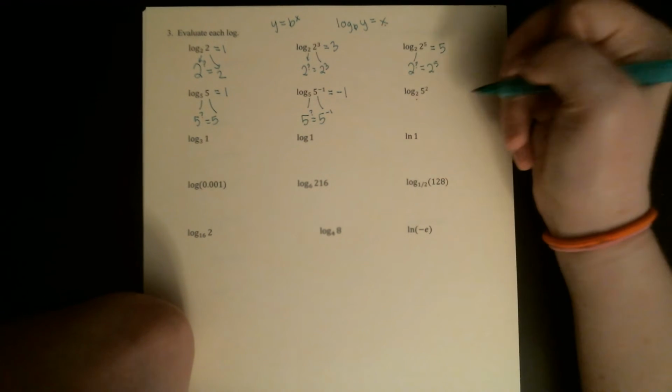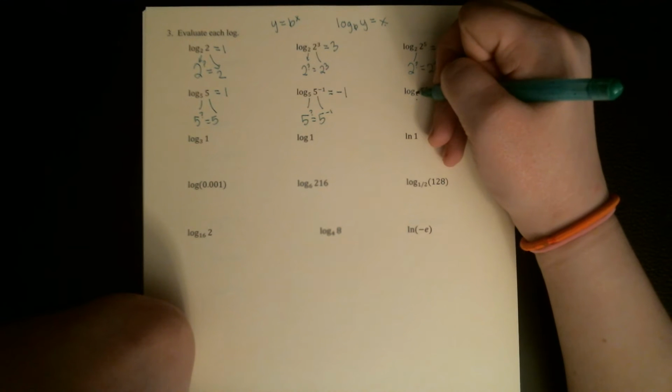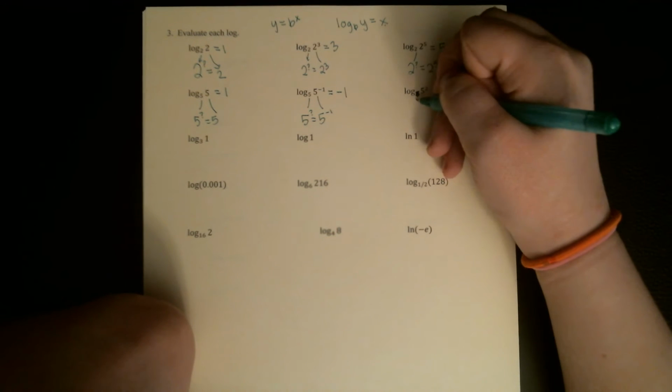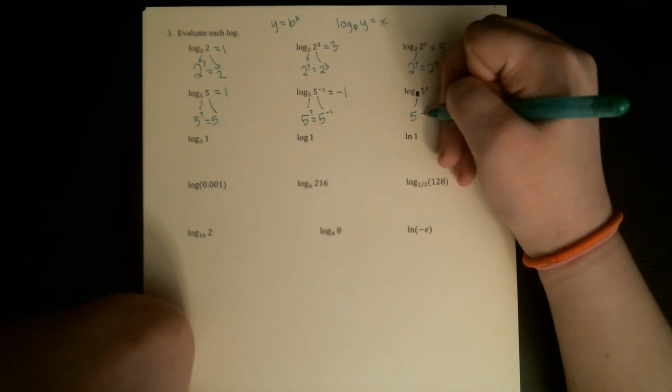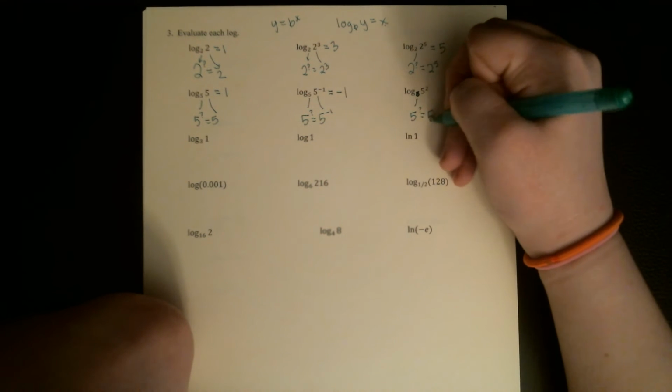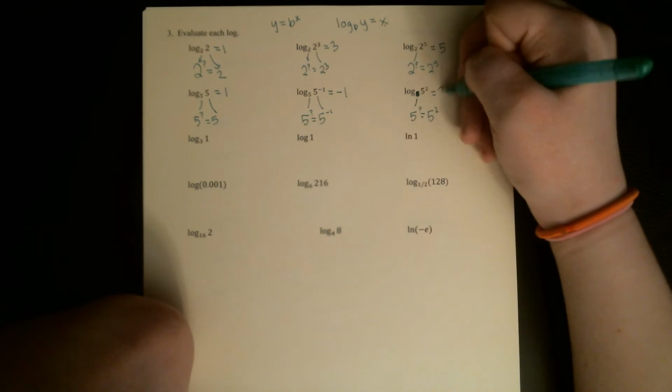And this one has a typo. Let me fix it. There we go. It's supposed to be saying, what power of 5 will give me 5 squared? And the answer is second power.